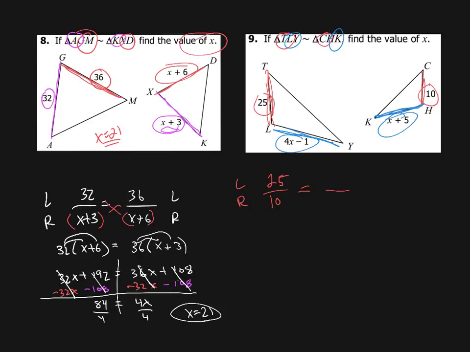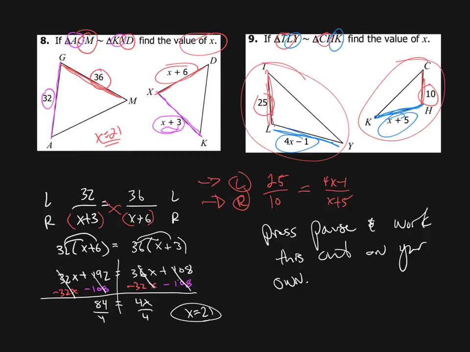So working from left to right, I'm going to have 4x minus 1 and x plus 5. Being consistent about working from left to right. All the top numbers correspond to this triangle, and all the bottom letters correspond to that triangle. Okay, now let's solve the algebra. Why don't you press pause and work this one out on your own? Don't wait for me. Okay, so press pause, work this one out on your own.